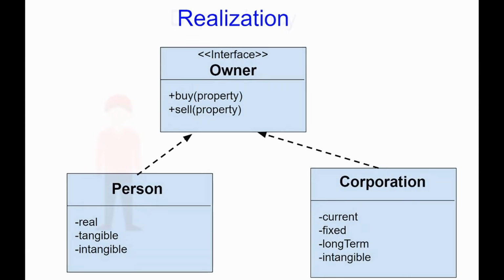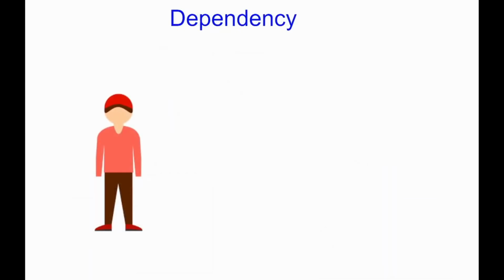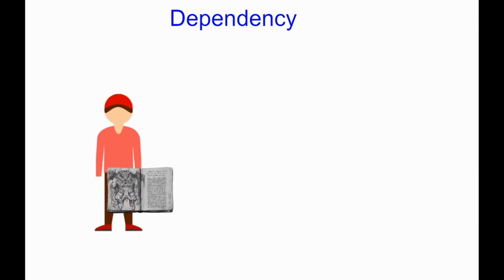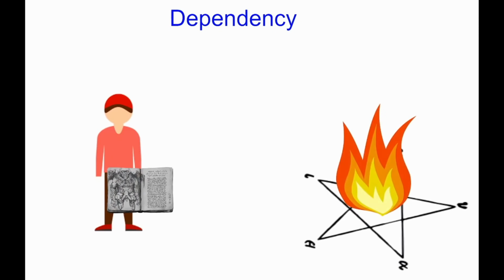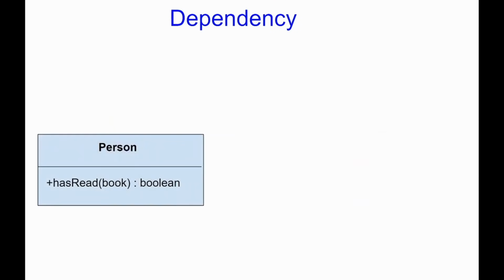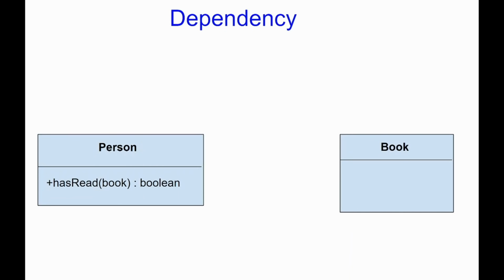Dependency. When an object of one class uses an object of another class in its method and this object is not stored in any field, then this kind of relationship is modeled as a dependency. Dependency is essentially a special case of the association of two classes. In this case, changes in one class will inexorably entail changes in the other. For example, this person class has a hasRead method with a book as an input parameter, which returns true if, for example, the person has read the book. Dependency is drawn with a dashed line with arrowhead pointing towards the class on which the method of another class could depend.